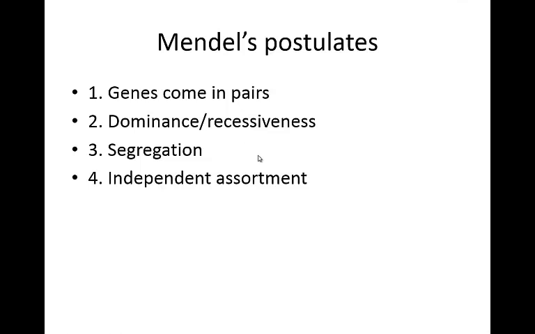Okay, so his 4 postulates, and we'll go through these. First of all is that genes come in pairs, one from mom, one from dad. He didn't know that necessarily at the time, but he knew that the genes came in pairs and that they were inherited. The second thing is that these traits have dominance and recessiveness. So sometimes you can obscure or hide the expression of some of these in between different generations. Okay, we'll talk about segregation and independent assortment a little bit later when we start talking about multiple traits.